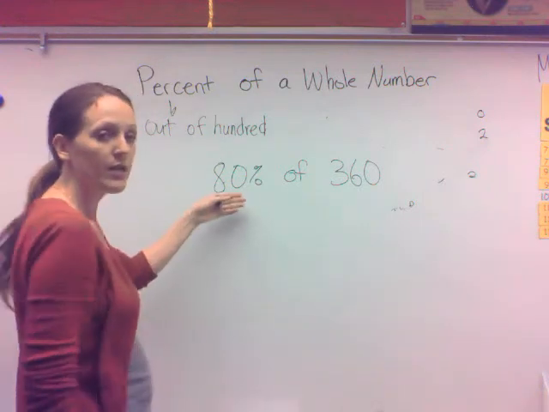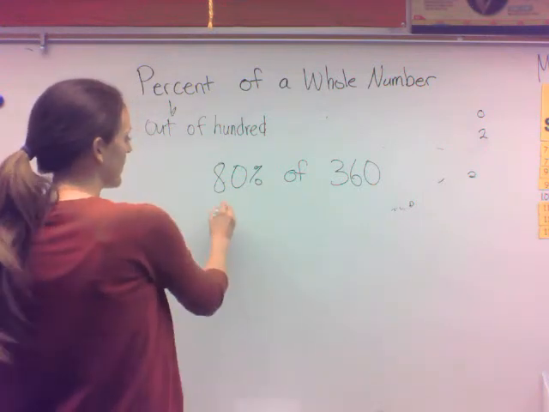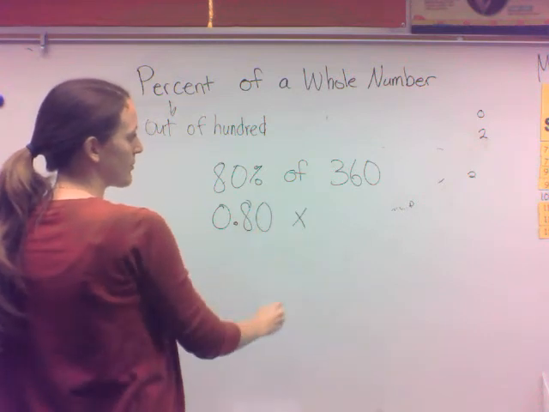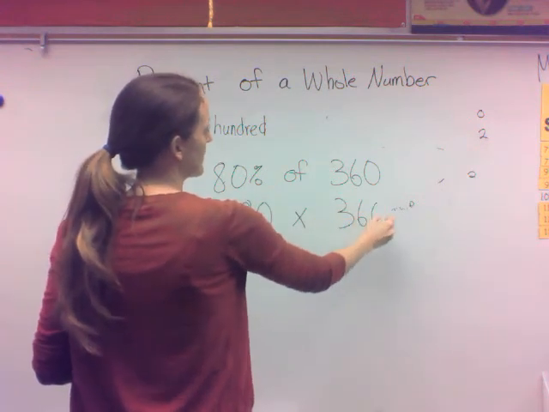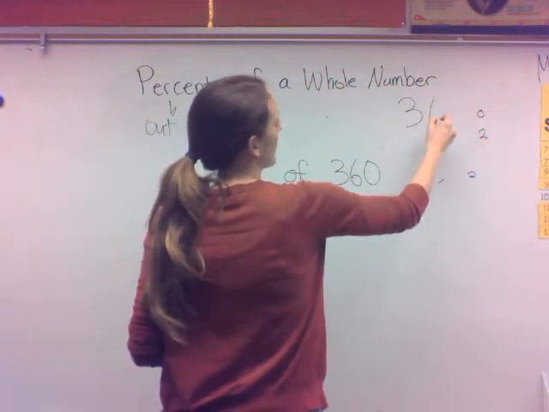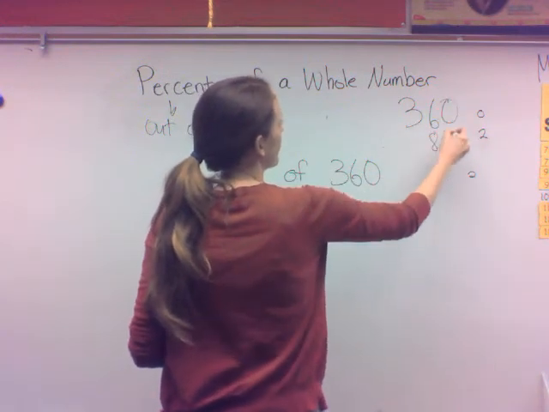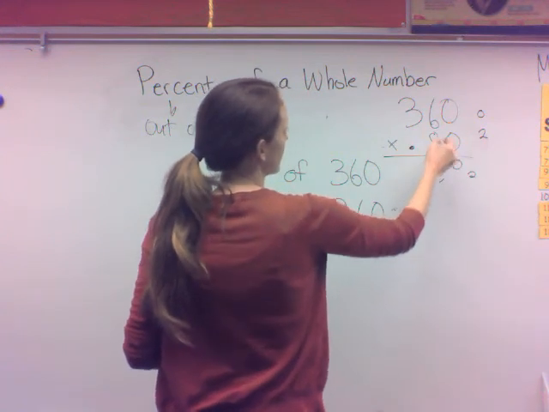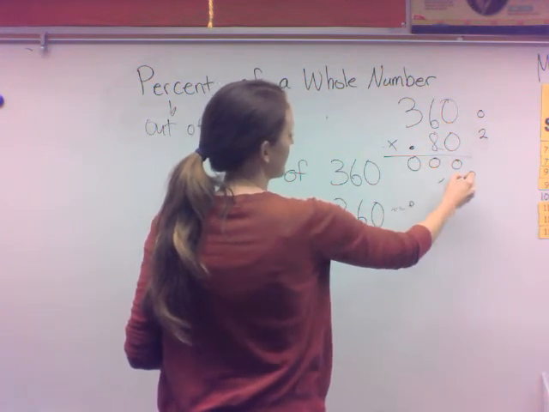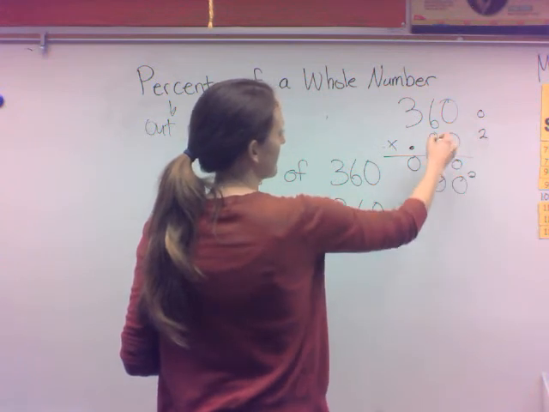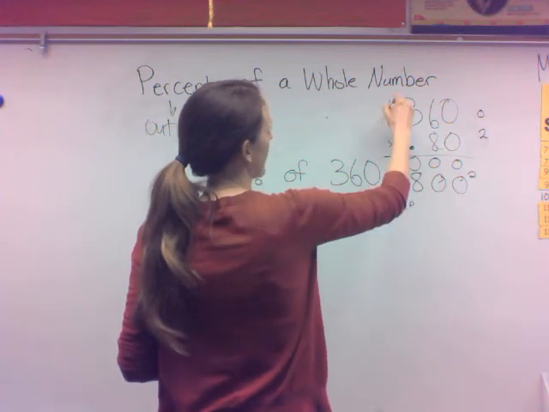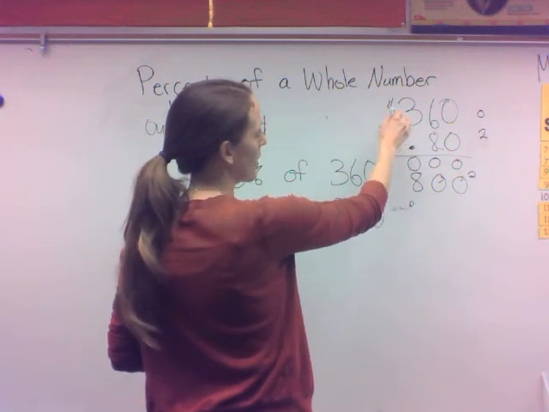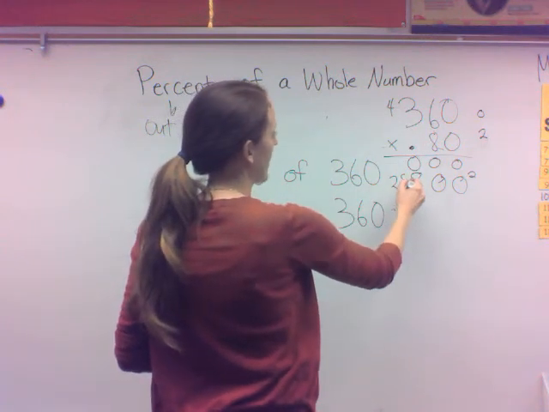So what do we do? We change our 80% to a decimal. Of means multiply, and our whole number stays the same. And we're going to work it over here. There's my decimal. I have all my zeros, 0, 0, 0. Put down my zero holder. 0, 6 times 8 is 48. 3 times 8 is 24. Plus 4 more is 28.